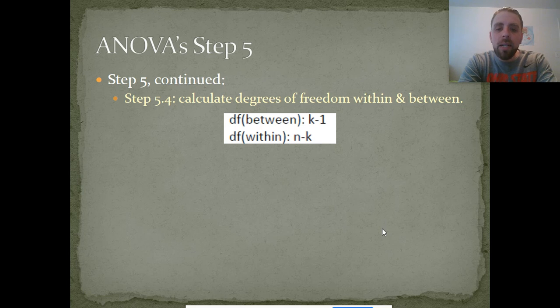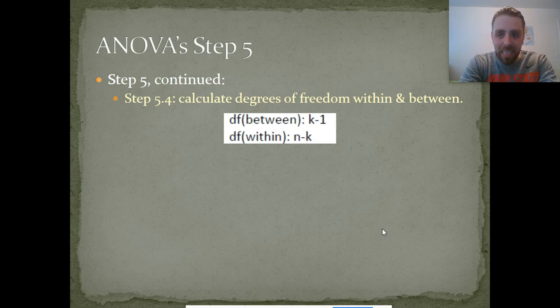So the degrees of freedom between is K minus 1. Remember what K is? That's the number of groups that you have. How many groups? 3. So degrees of freedom between is 3 minus 1, which equals 2.